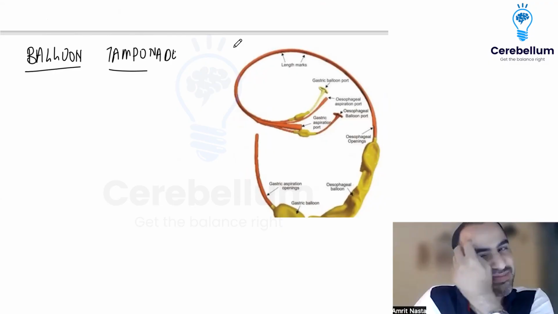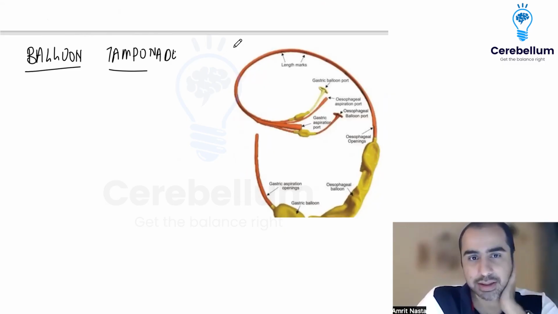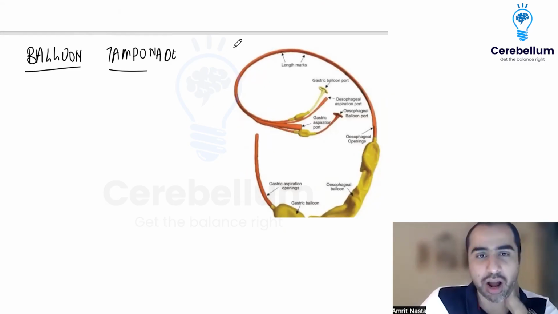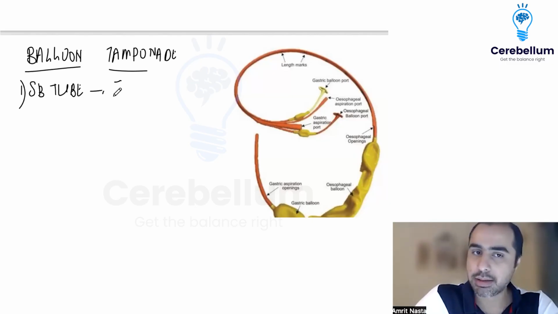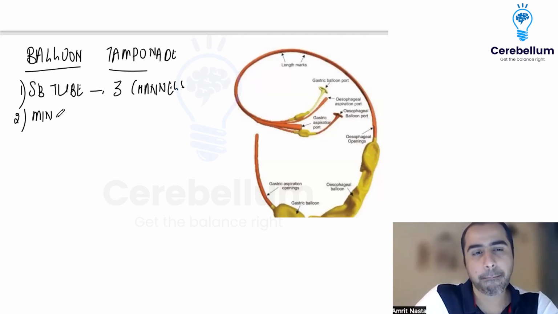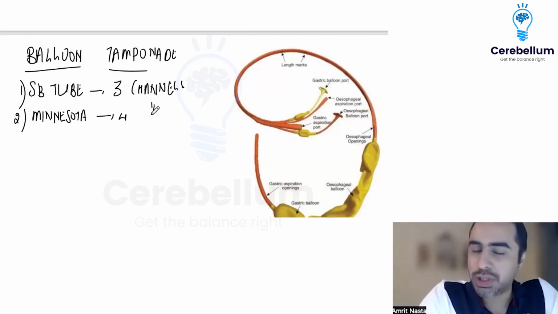What balloon is this? Or what tube is this? What is this tube for balloon tamponade? Sengstaken-Blakemore or Minnesota. So there are two tubes. I can use any of them. One is called the SB tube, Sengstaken-Blakemore tube, that has 3 channels, triple lumen. And the other tube is the Minnesota tube, that has 4 channels.